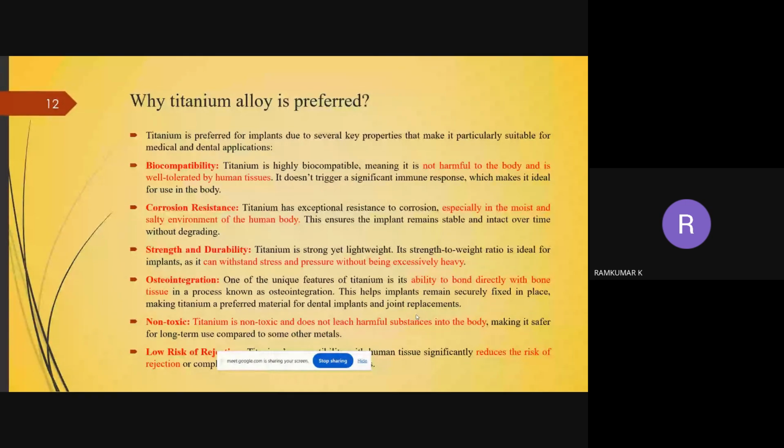And the next one is osseointegration. It can easily bond with the bone tissues, and it is not toxic to the internal body organs, and it has a low risk due to its compatibility with human tissues. The rejection is very low.